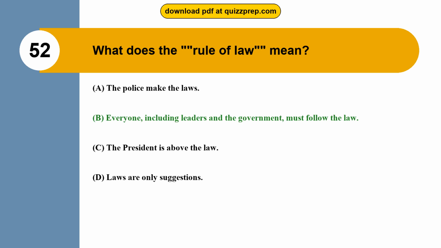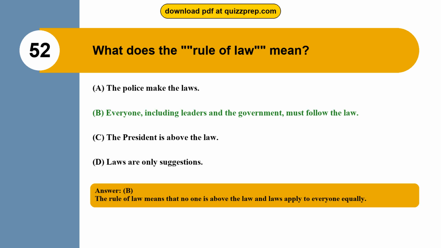The correct answer is option B. Everyone, including leaders and the government, must follow the law. The rule of law means that no one is above the law and laws apply to everyone equally.